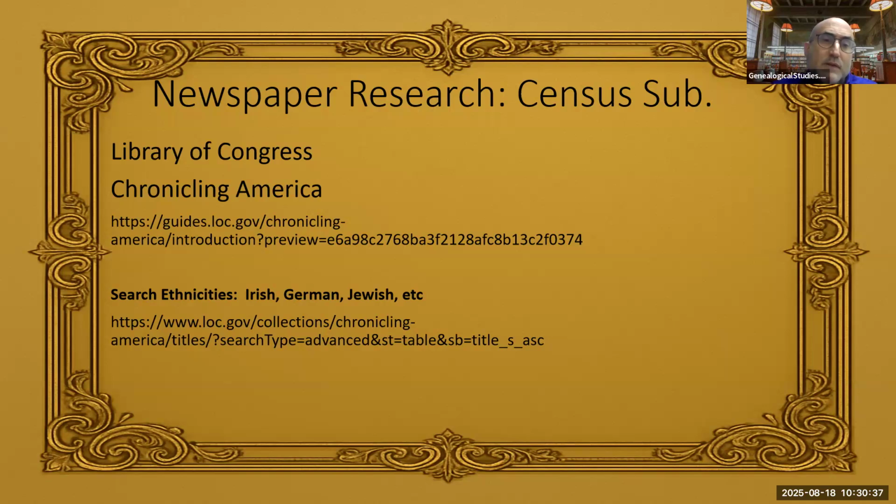Irish lived in one part of the city, Germans lived in another part of the city, Jews lived in another part of the city, and since they often didn't speak English, or they weren't necessarily part of the wider community, they often had their own community newspapers in their languages. So when you're searching the Library of Congress, you can search different ethnicities to see what newspapers they have, which is a very good way to search.